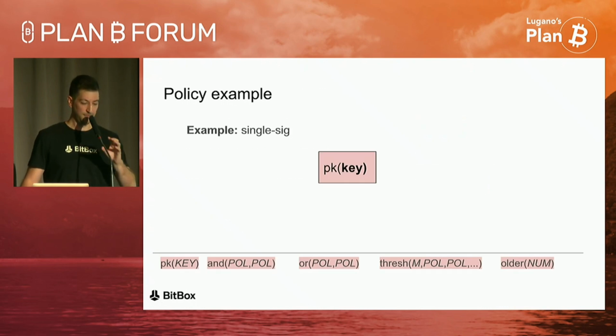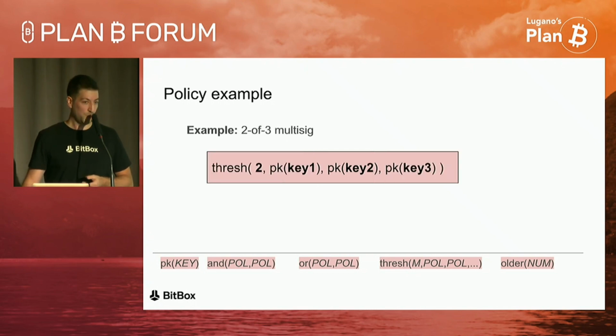Let's look at examples. It's easiest to explain by examples, right? So normal single signature, that basically if you use any wallet today, this is the policy that's actually used, right? It's the one key can spend policy. 2 out of 3 multisig, it's a threshold, then the number of conditions that have to be true, and then the conditions, which in this case is 2 out of these 3 keys. And keys being public keys.